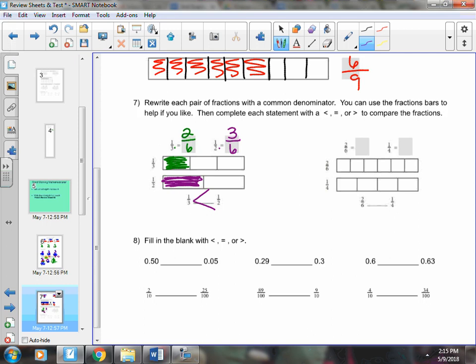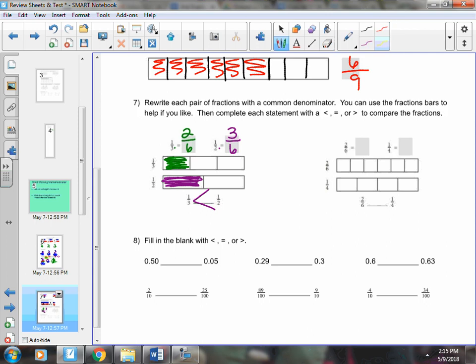Okay, the next one, again, I'm going to look at the denominators. I see a 6 and a 4. You can make a 6 and a 4 into 24, but you can also make a 6 and a 4 into 12. And I think I'll choose the lowest number. That's called the least common multiple. Okay, so I'm going to pick a color here.